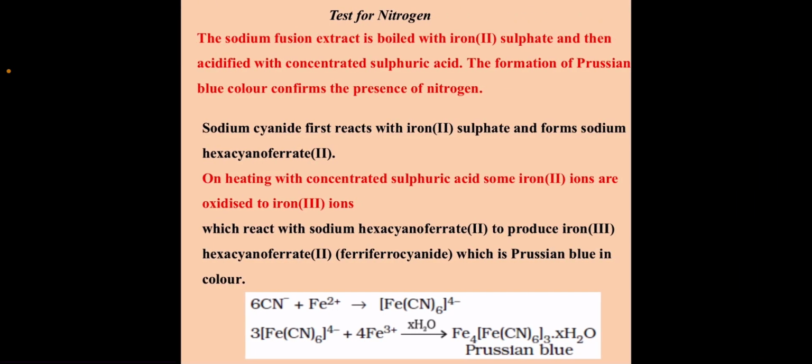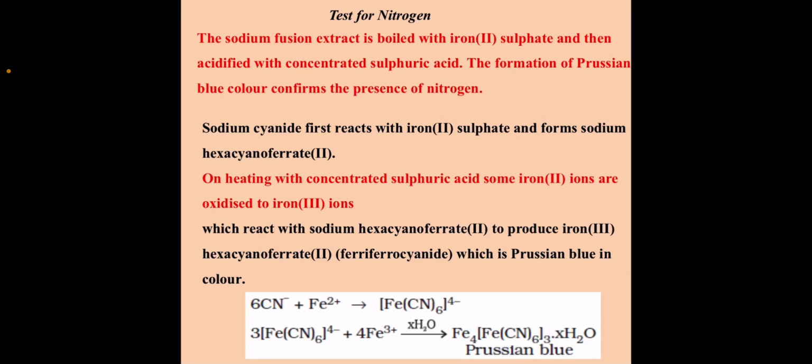Then the test for nitrogen: the sodium fusion extract, or the Lassaigne extract, is boiled with iron(II) sulfate and then acidified with concentrated sulfuric acid. The formation of Prussian blue color confirms the presence of nitrogen. You can see in the white box the reactions, how it reacts with the iron(II) sulfate.